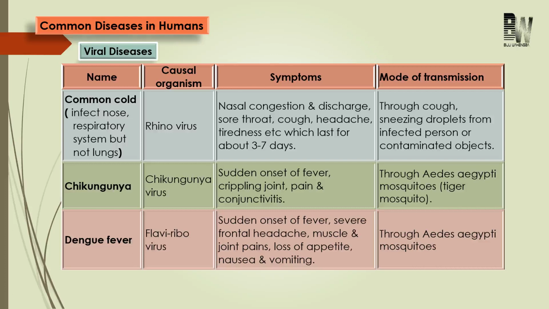The symptoms are almost the same for both diseases, and they include what? Sudden onset of fever. Other symptoms are crippling joint pain and conjunctivitis for chikungunya, and headache, muscle and joint pain, loss of appetite, and nausea for dengue. So this is something about viral disease.